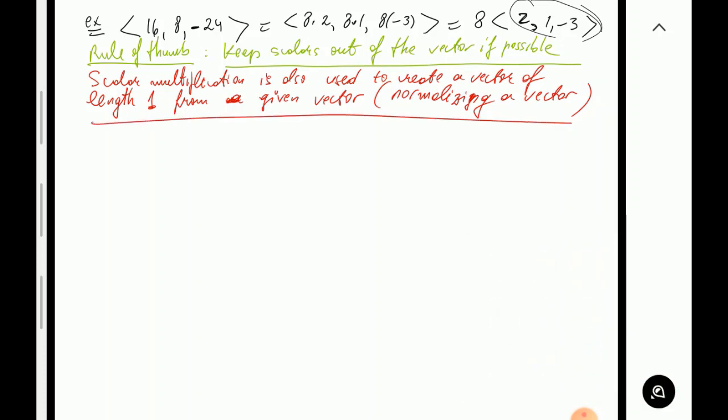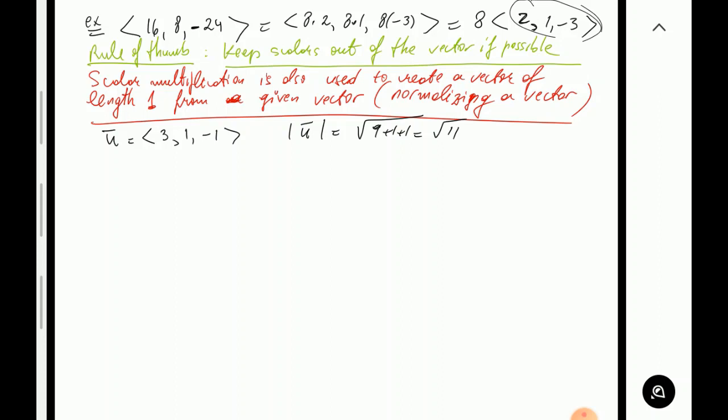Let me illustrate what I'm talking about with an example. Let's say we have a vector u of coordinates 3, 1, and let's say -1. Now the magnitude of u is square root of 9 plus 1 plus 1. That's going to be 11, right? Square root of 11.